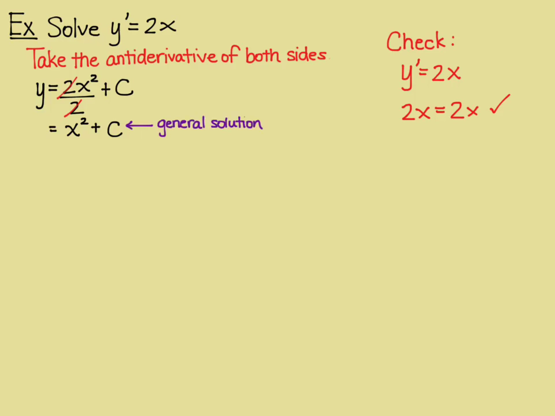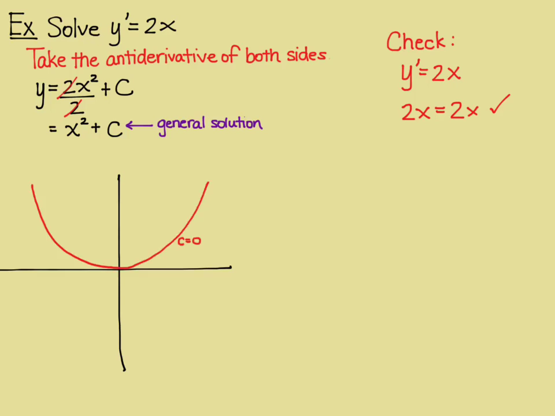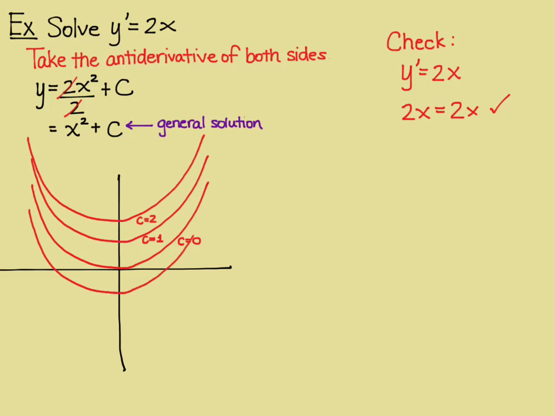This is called the general solution when we have the plus c. But we don't always need to have a general solution. Notice that y equals x squared is a parabola, and c is going to shift the parabola up or down. So depending on what c is, our parabola will be shifted along the y-axis.